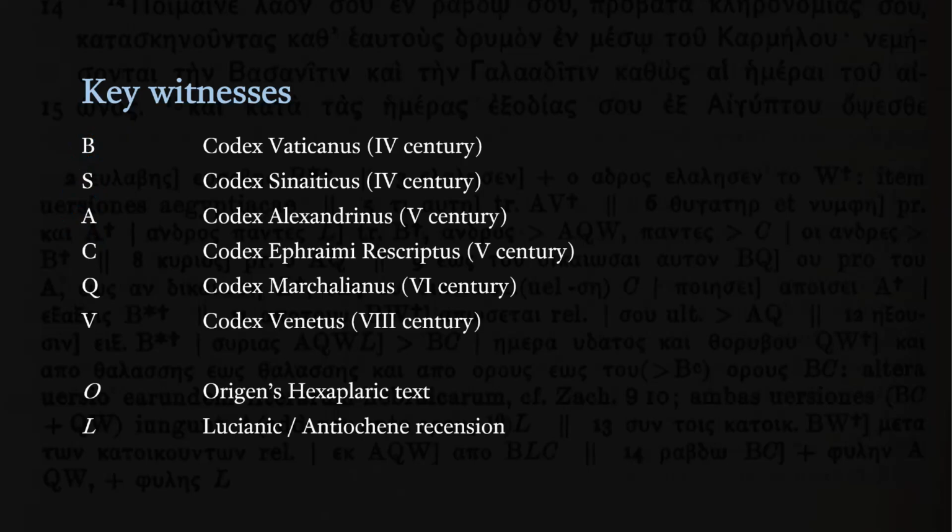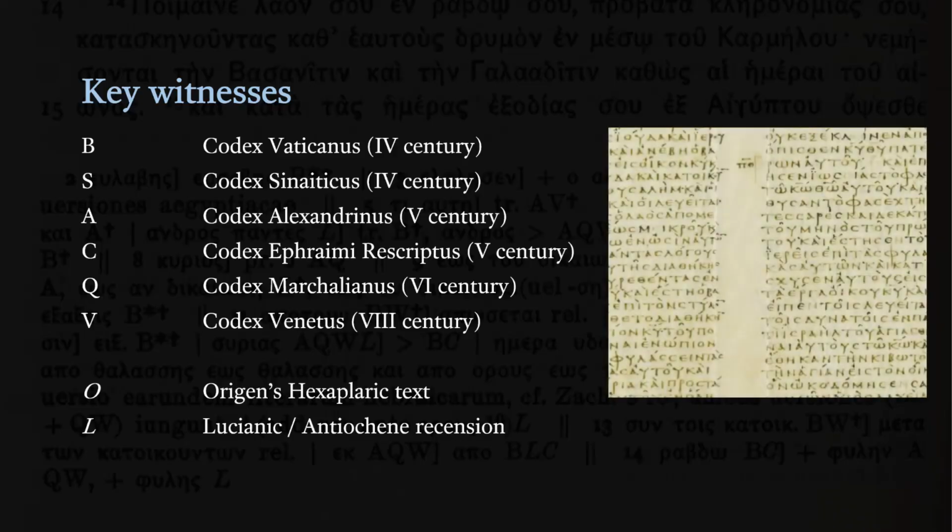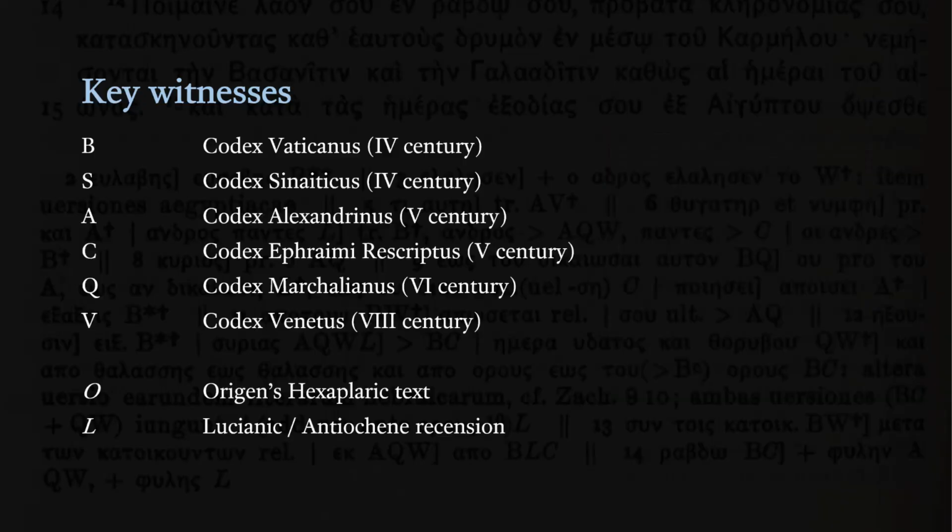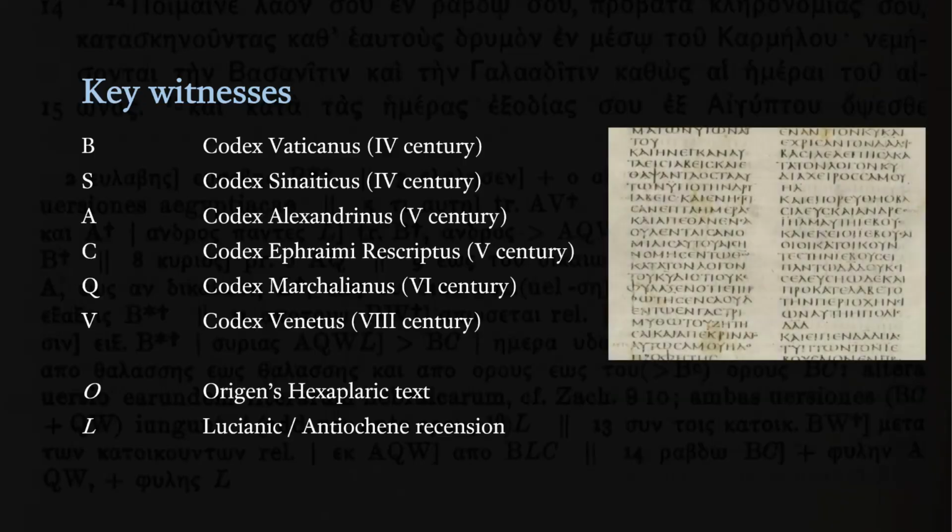But Rahlfs even says in his intro that this is primarily based on the text of Codex Vaticanus, which looks something like this, which dates to the 4th century. That's B. Also Codex Sinaiticus, and that's a glimpse of what that looks like. That's also 4th century, but a little bit later than Vaticanus. And we've done videos on both of those thus far in Daily Dose.